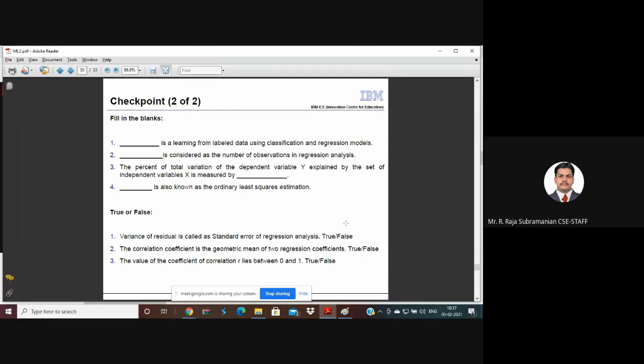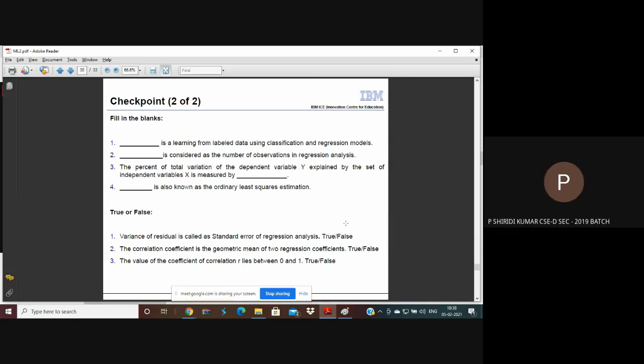Next, the variance of residual is called the standard error of regression analysis. That is, you calculate the standard deviation of the residual, and that is called the standard error of regression analysis. True or false? How do we calculate standard deviation? Through that itself you can identify. Standard deviation is also calculated centered from the mean only. So surely it is an error term only. So it is true.